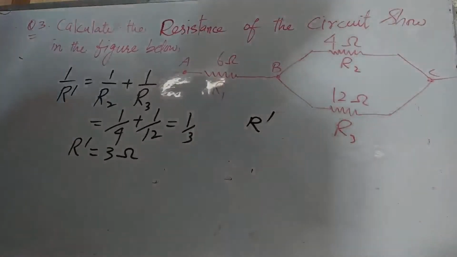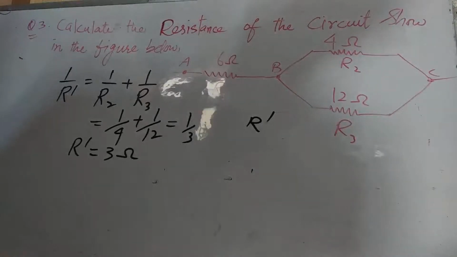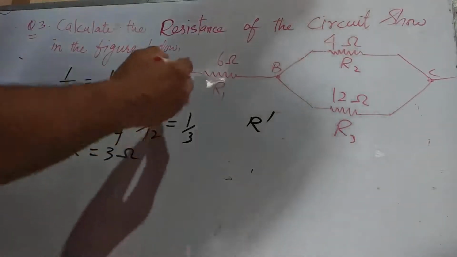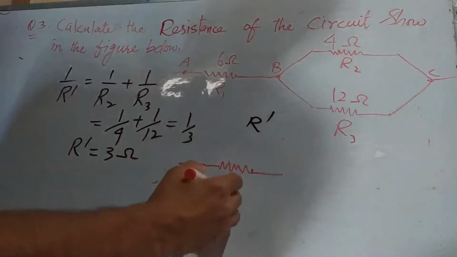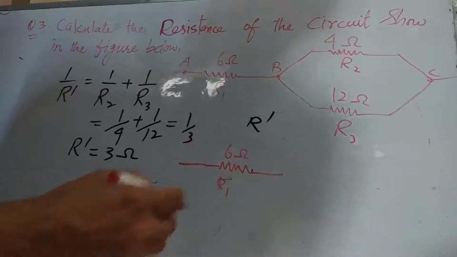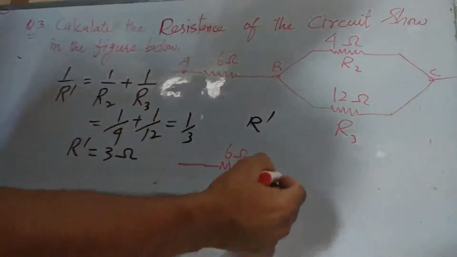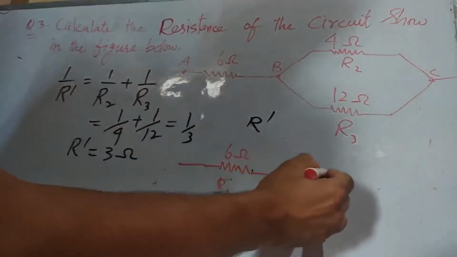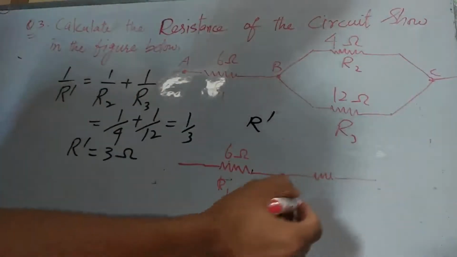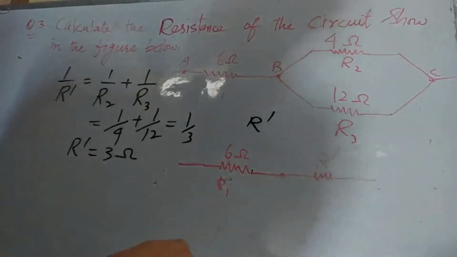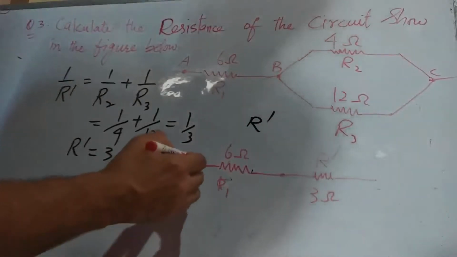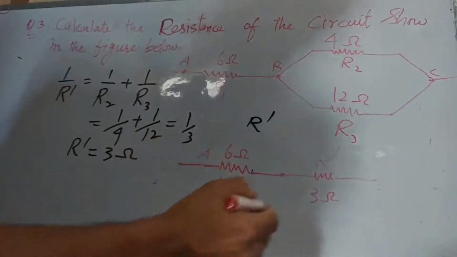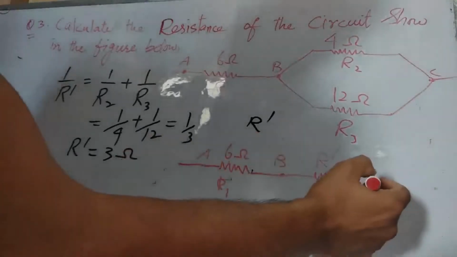Now I will draw another circuit which will be like this. Here it is R1, which is 6 ohm, and here the net effective resistance is 3 ohm. So I can connect the net effective resistance like this. Let this be R dash, and R dash is 3 ohm. So now they are connected in series. This is A, and this was B.